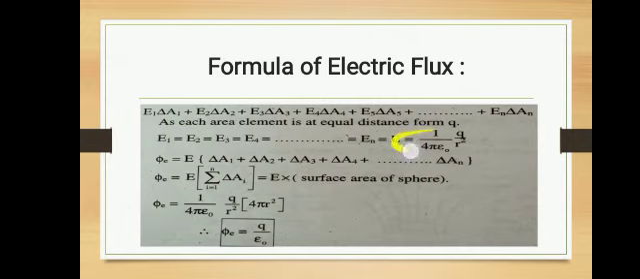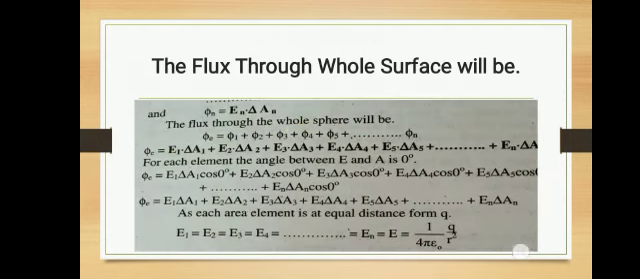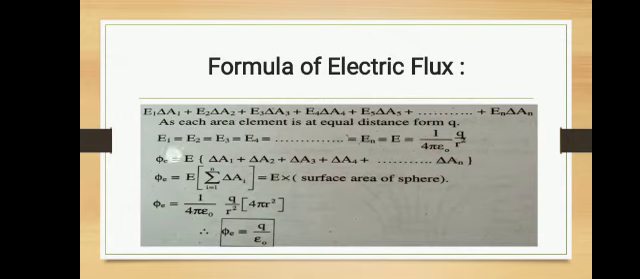After calculating this formula, in place of all E1, E2, E3, put E only, single E, and then take E common through all. Phi E is equal to E delta A1, and the remaining factor is only area, vector area, delta A1 plus delta A2 plus delta A3 and delta A4 up to delta An, and these are the magnitude of vector area. You have taken E common.